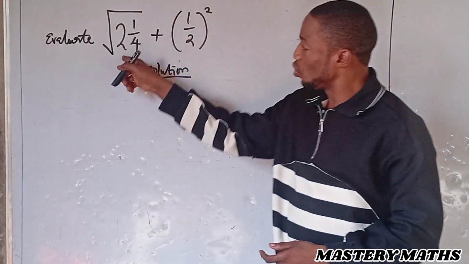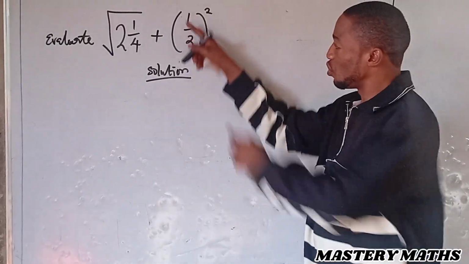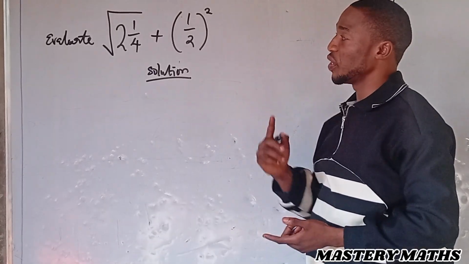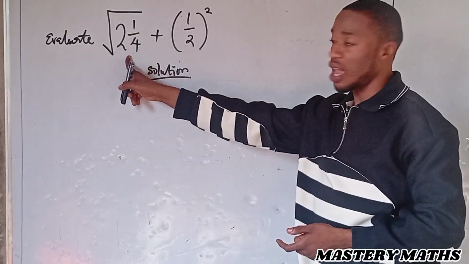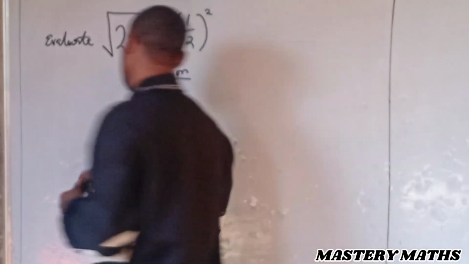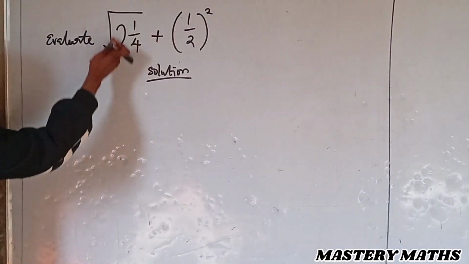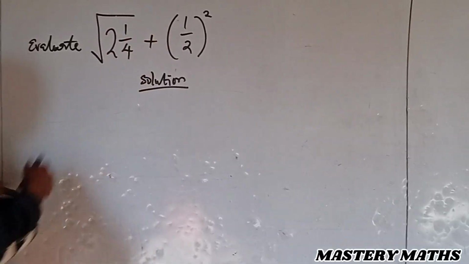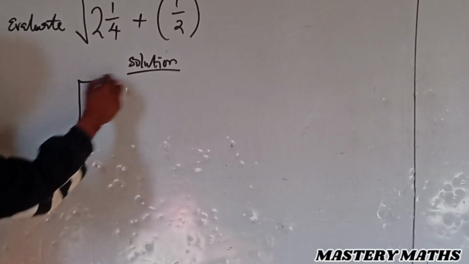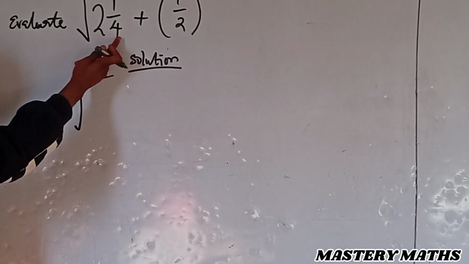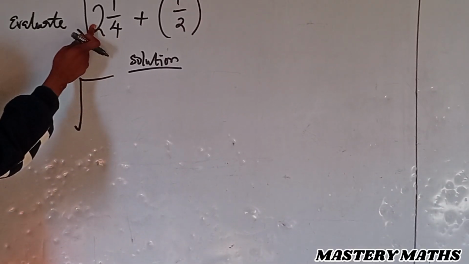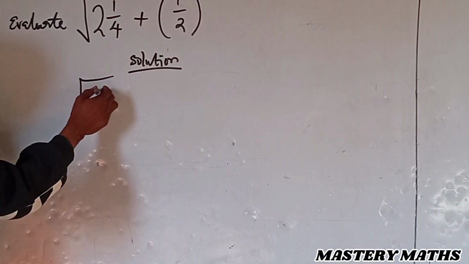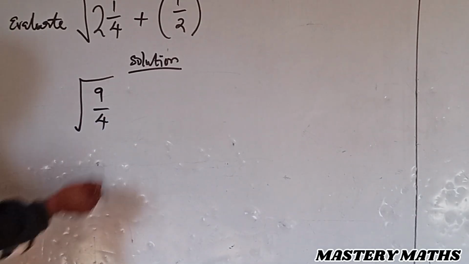Now, you have root of 2 whole number 1 over 4 plus 1 over 2 squared. In the bracket, then you have all squared. Now, how do we attend to this? First of all, we need to dismantle this root you're seeing here. Let's break it down. In breaking it down, you change this mixed fraction to an improper fraction in the same root. How do we change it? The denominator will multiply the whole number, then after that, you add the numerator. So 4 times 2 is 8 plus this 1 is 9 over 4. See it?